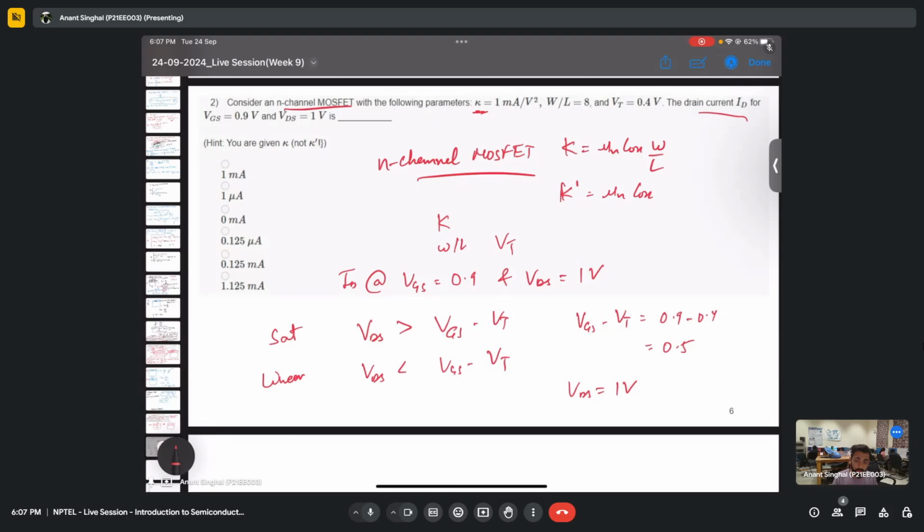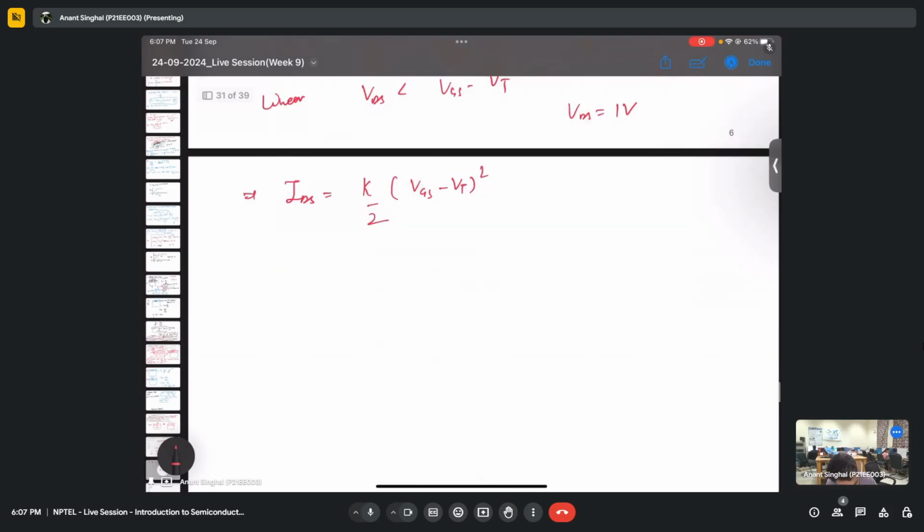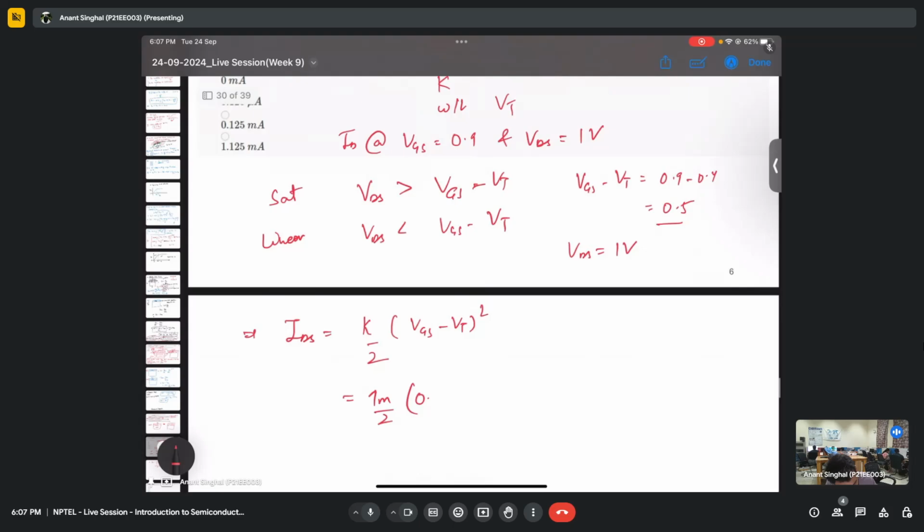And for saturation, what is the formula? We have K times (VGS minus VT) whole square by 2. And we have each and everything given. K is already given, so we don't require W by L. So it is 1 milliamps by 2, and VGS minus VT is 0.5, so 0.5 whole square. It is 0.25, 0.25 by 2 is 0.125 milliamperes.